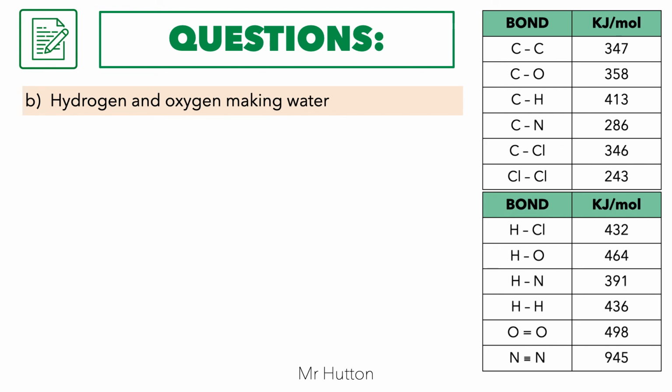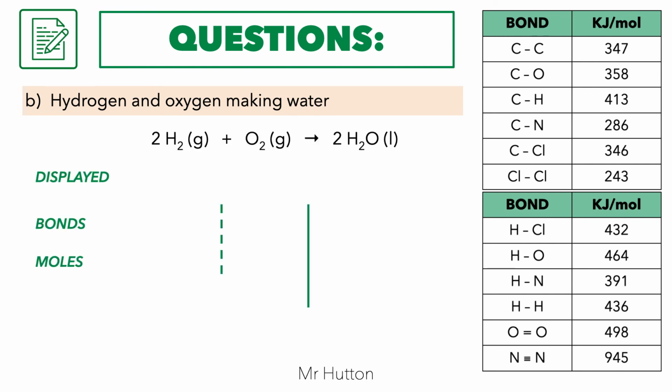The second part here, hydrogen and oxygen making water. Again, hopefully you've recognized hydrogen being diatomic and oxygen being diatomic. So it gives us our reaction of 2H2 plus O2 reacts to give 2H2O. We then need the displayed formula so we know what bonds we're dealing with. Right, and now we can see that in the oxygen there's a double bond. Okay, so remember that in our table that double bond value is the full value. We don't need to times it by 2 because it's a double bond. That is the value of that double bond.